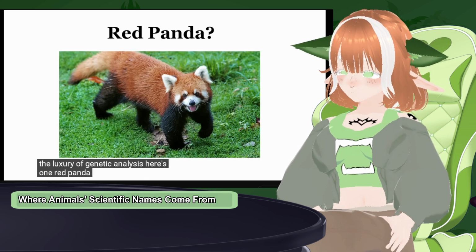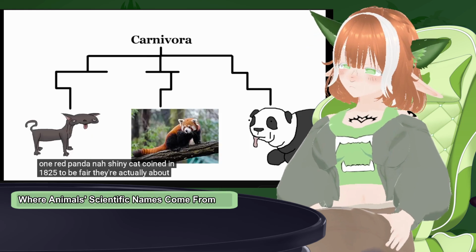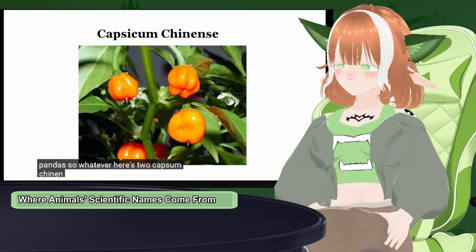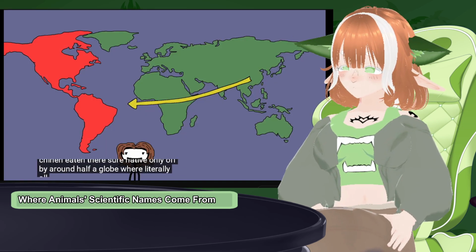Here's one. Red panda? Nah. Shining cat, coined in 1825. To be fair, they're actually about as close to cats as they are to actual pandas, so whatever. Here's 2. Capsicum chinense. Eaten there? Sure. Native? Only off by around half a globe, where literally all hot peppers came from.